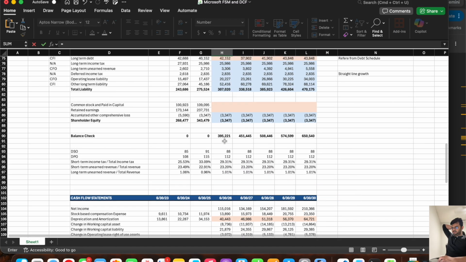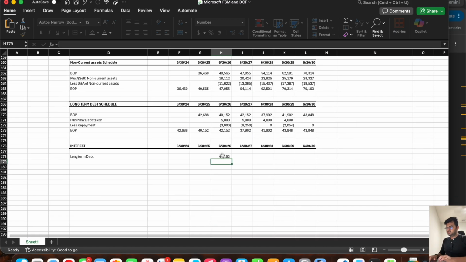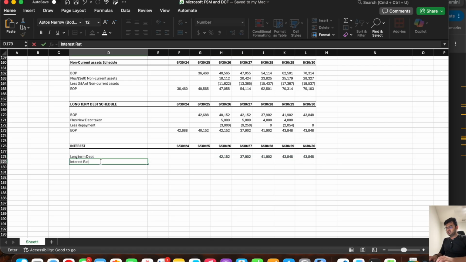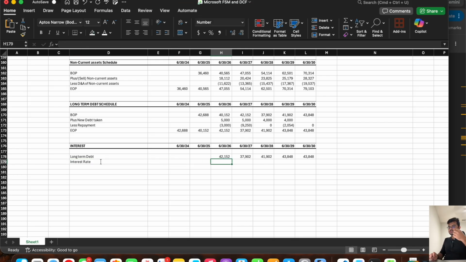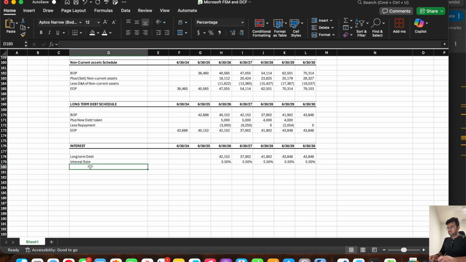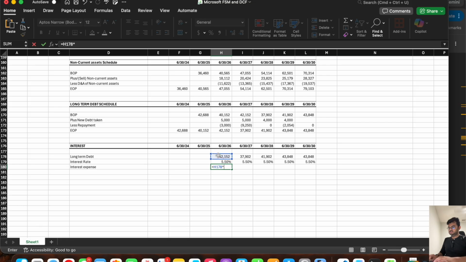Sorry, I think I'm looking at the wrong place. Here is the long-term debt. Then, as I mentioned, the interest rate I'm going to take as 5%. If needed, you could dwell deeper and figure out for each and every year what the interest rate can be. But I think I should be fine with this assumption. I'm not going to make myself complicated here. I'm just going to make it a percentage. Then I would say interest expense, which is just multiplying these two numbers.